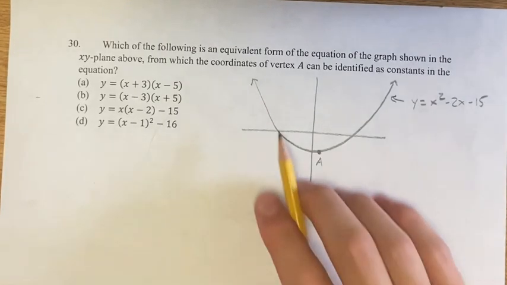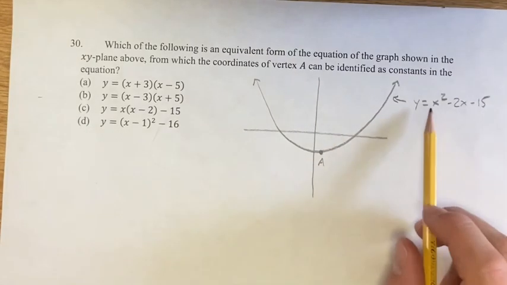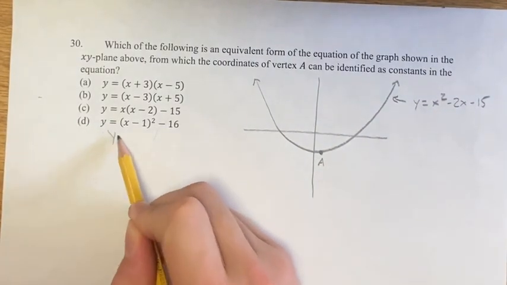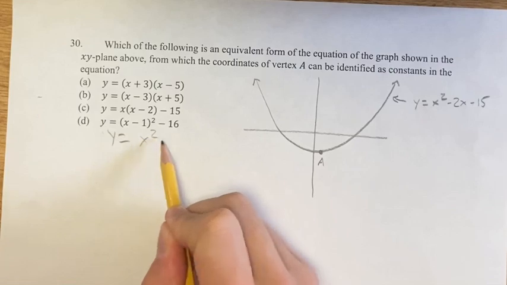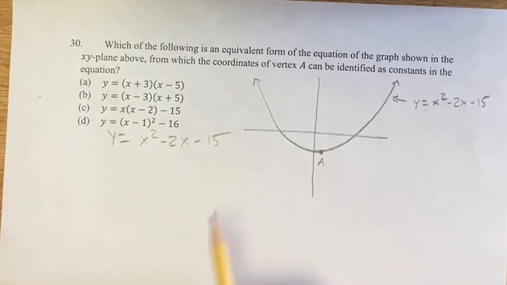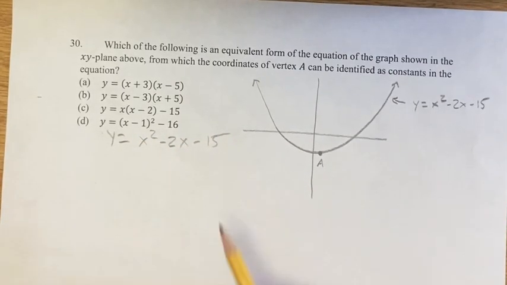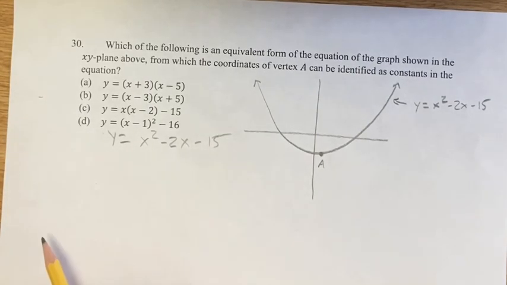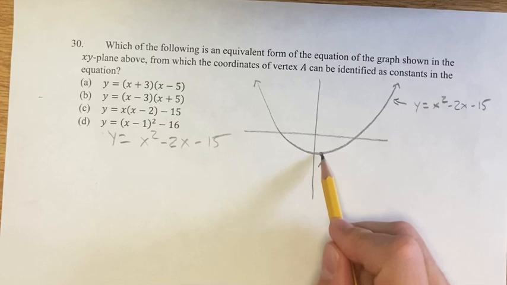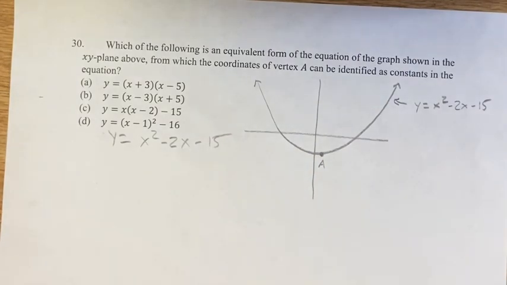This problem, we're given this parabola whose equation we're told is y is equal to x squared minus 2x minus 15. And we're told which of the following from these answers is an equivalent form of this equation where the coordinates of vertex A can be identified within the equation.